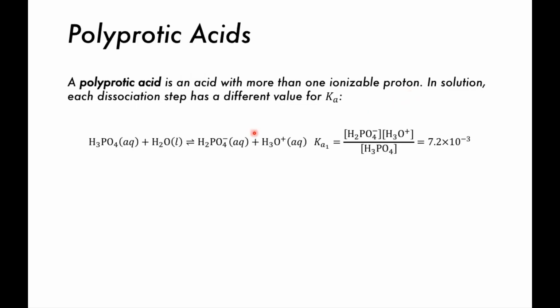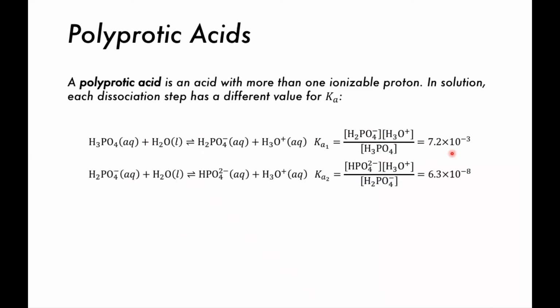So here we have phosphoric acid plus water. Phosphoric acid in water reacts to give the deprotonated conjugate base plus a hydronium ion. And we can see here Ka1, for the products over reactants, is equal to 7.2 times 10 to the minus 3. Then we have the next ionizable proton, which can be removed, which was the deprotonated conjugate base here. It is now the conjugate acid in this equation. So the conjugate acid forms the conjugate base, which is deprotonated, plus a hydronium ion.